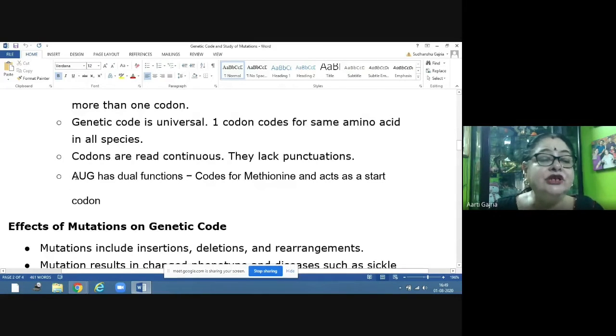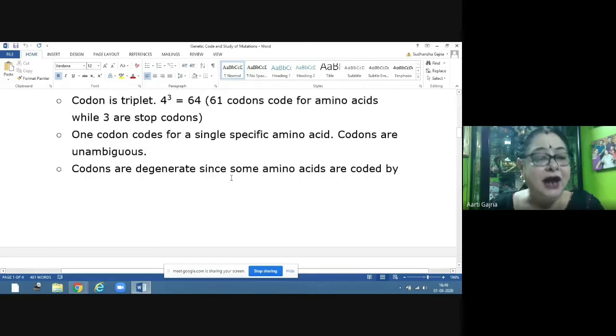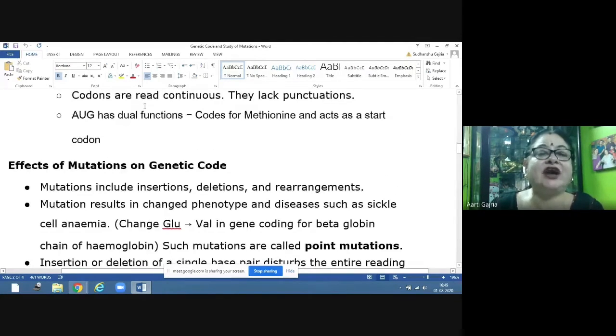Now AUG is a very special codon which has two functions. This is called a start codon. As I told you, out of 64, 61 are coding for amino acids, while three are not coding for amino acids, and they are called stop codons. Out of these 61, one, which is AUG, has a dual function. It is acting as a start codon.